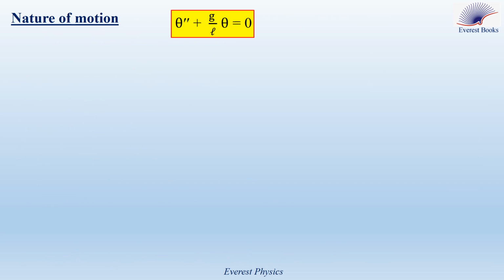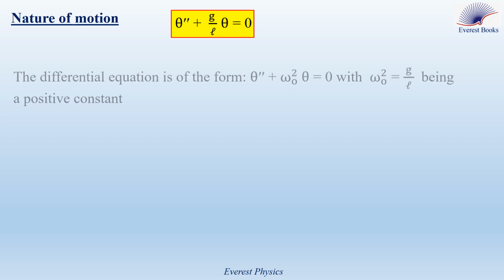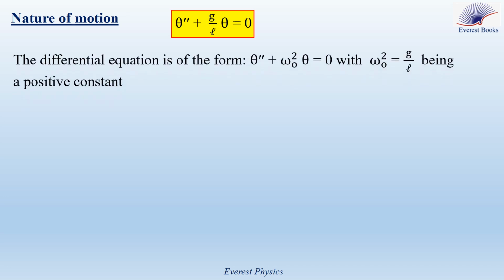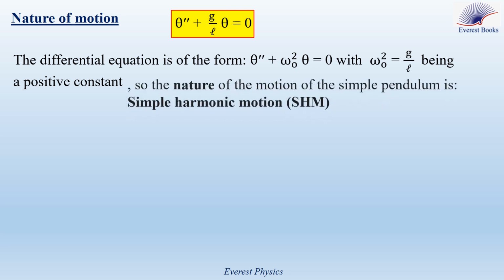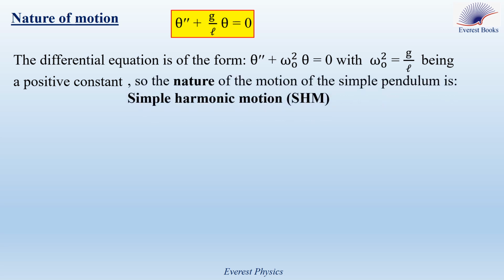Now, let's move to the nature of the motion of the pendulum. So we have the differential equation theta double prime plus g over L times theta is equal to 0. This differential equation is of the form theta double prime plus omega 0 squared theta equals 0, with omega 0 squared equal to g over L being a positive constant. So the nature of the motion of the simple pendulum is simple harmonic motion, or SHM.